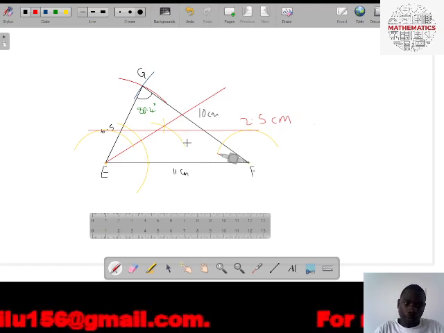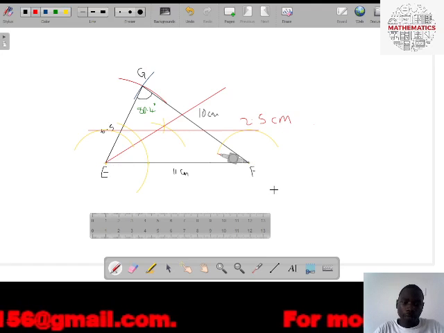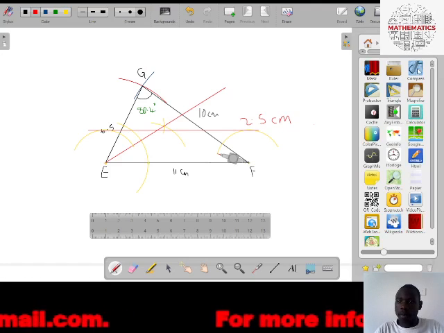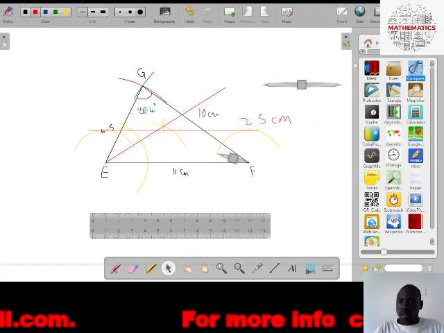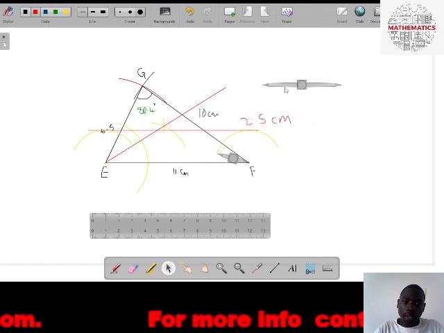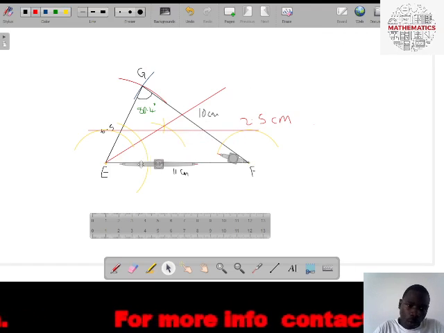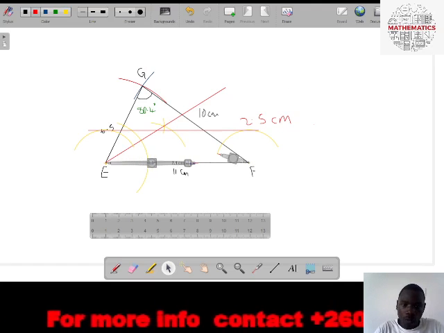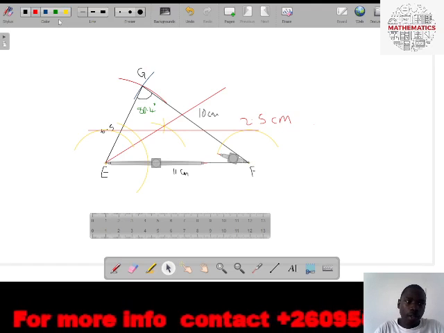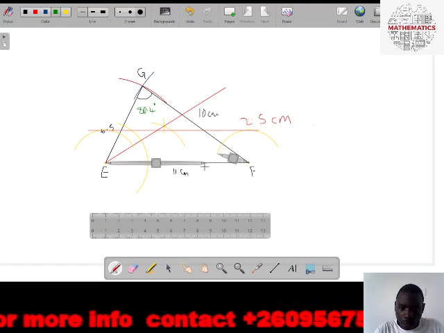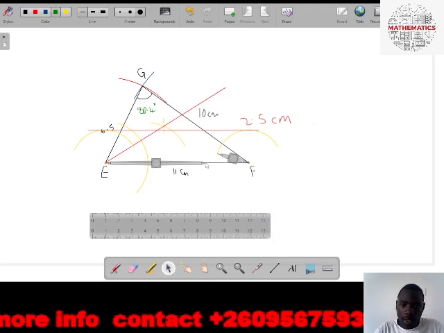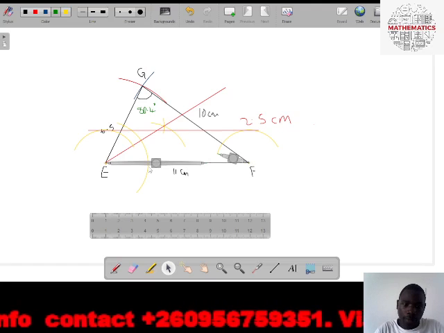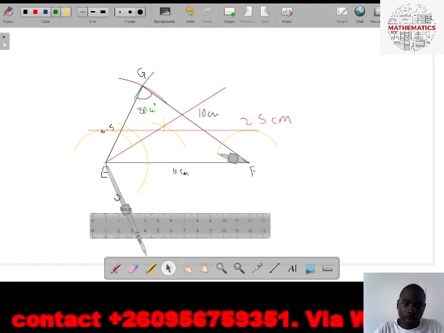Okay, so now after that they are saying equidistance from E and F. Equidistance from E and F, you are going to bisect E and F. So what you do, you use a compass as usual. So I'm going to use a compass like that. We're going to measure or bisect the distance E and F. So you measure more than half of E and F, like that, and you make an arc. Let's start from here.